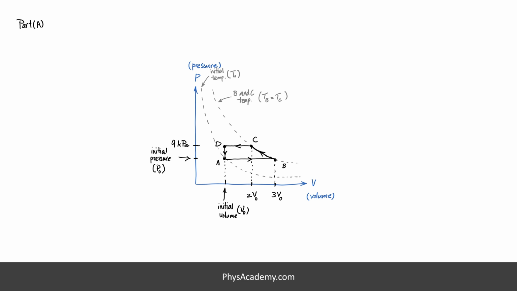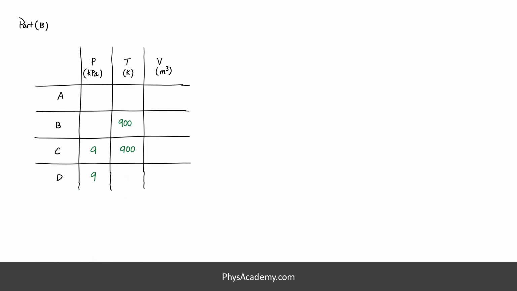We know the pressure of C and D are 9 kilopascals and the relative volume of states B, C, and D with respect to A. In Part B, we will calculate each state's pressure, volume, and temperature. We know the pressure at points C and D are 9 kilopascals.